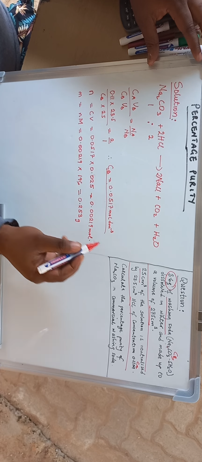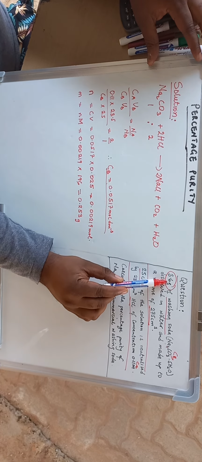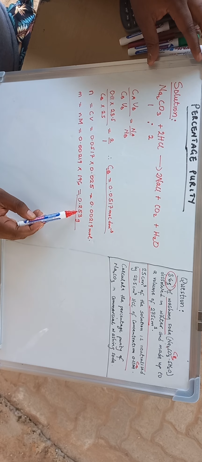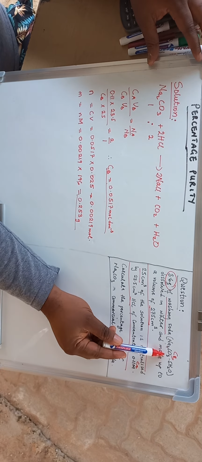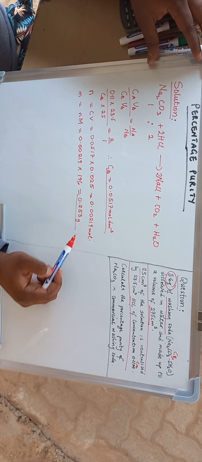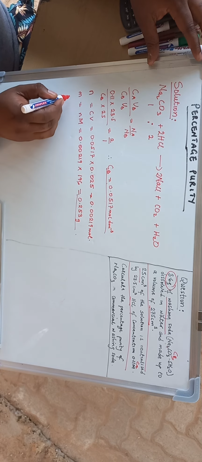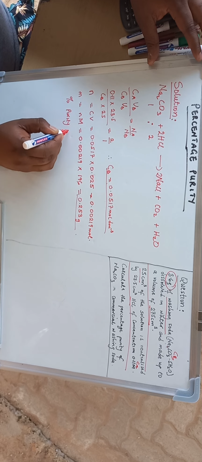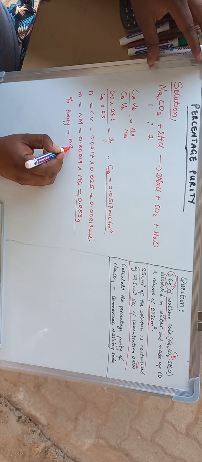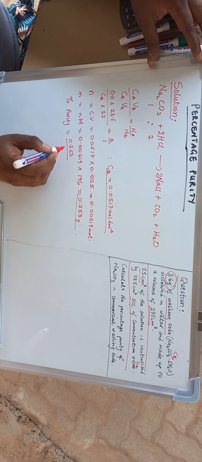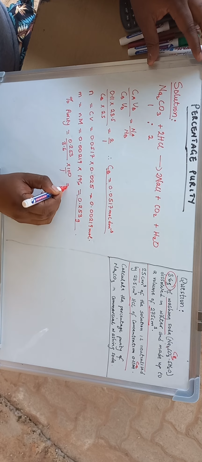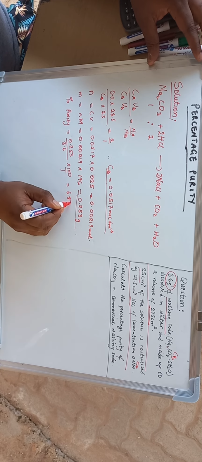So in other words, what are we saying? We are saying that originally the total mass of the whole sample was 3.6 grams, but only 0.253 is the actual substance. So we have a lot of impurity in this washing soda. The percentage purity which we are asked to calculate will be 0.253 over the total, multiplied by 100, and I'll get 6.88.